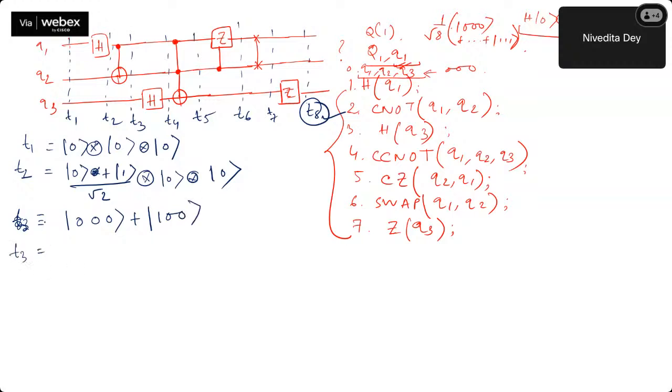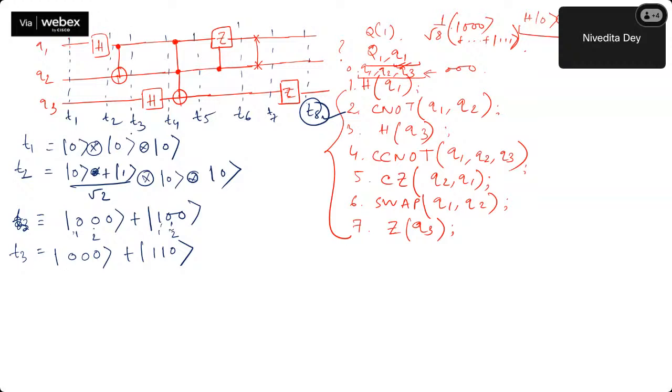Then T3 is nothing but C naught on Q1 and Q2. So this is 1 and this is 2. So C naught will give 0, 0, 0 plus 1, 1, 0. I'm not writing the amplitudes, okay? Now, till this part I'm done.